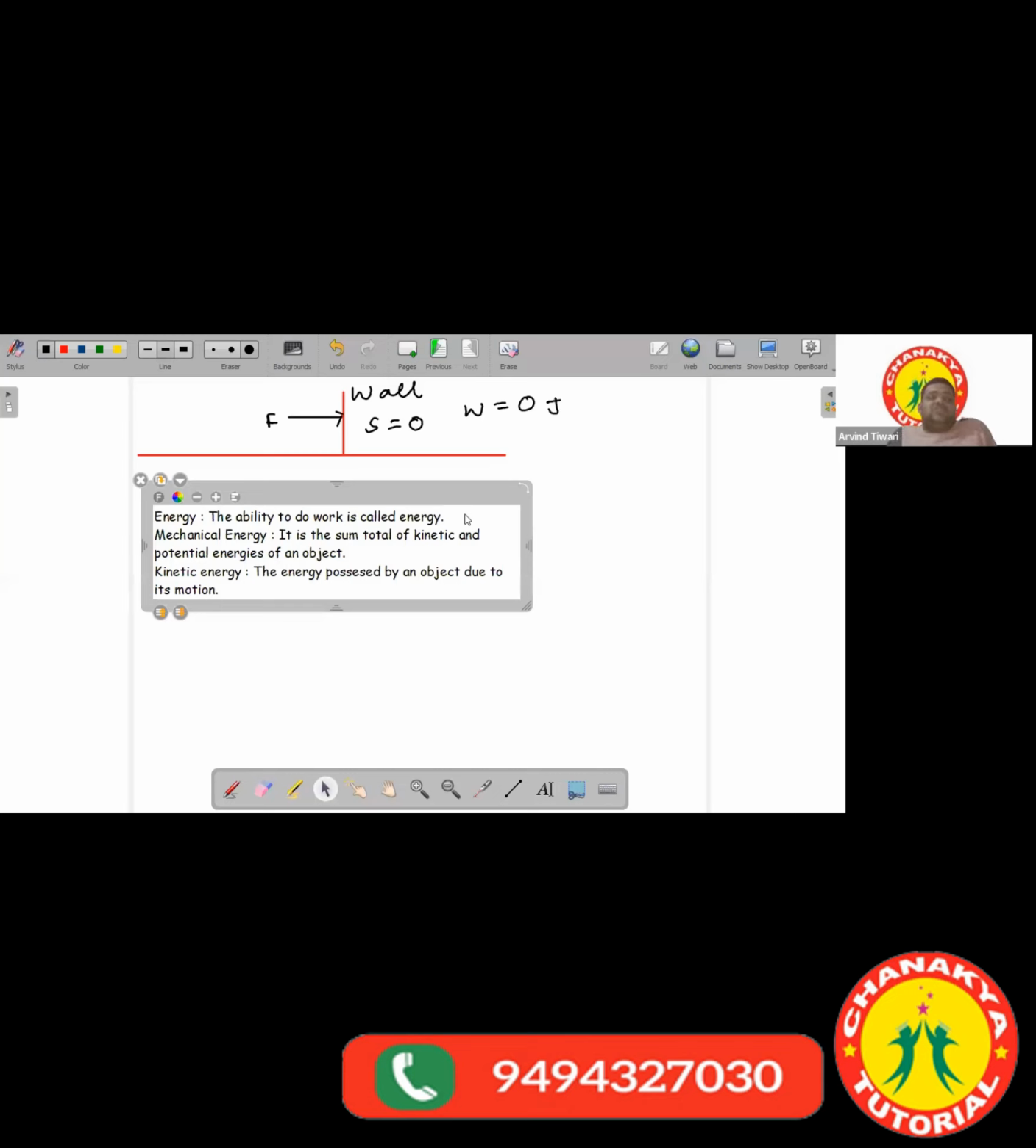For example, a stretched spring, a stretched bow, a compressed spring, a stretched rubber band. All of them have the ability to do work. Have you played that? You take a rubber band and a paper and try to throw it with the help of the rubber band. The rubber band has potential energy once you stretch it, so some amount of work is done.